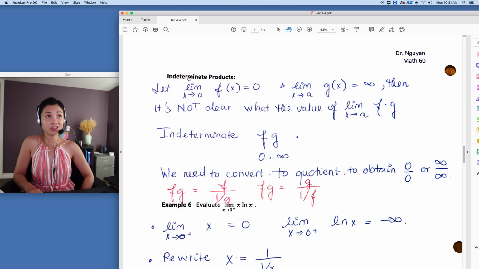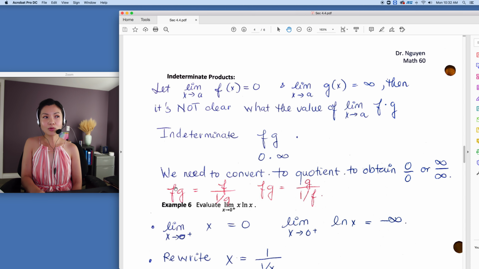What we have right here is called indeterminate products. So you see right here we have the limit of f of x equal to 0 and the limit of g of x equal to infinity. So it's not clear what the limit of the product is. So this is indeterminate. We need to convert to a quotient so we can get 0 over 0 or infinity over infinity. After we get that, we can apply l'Hopital.